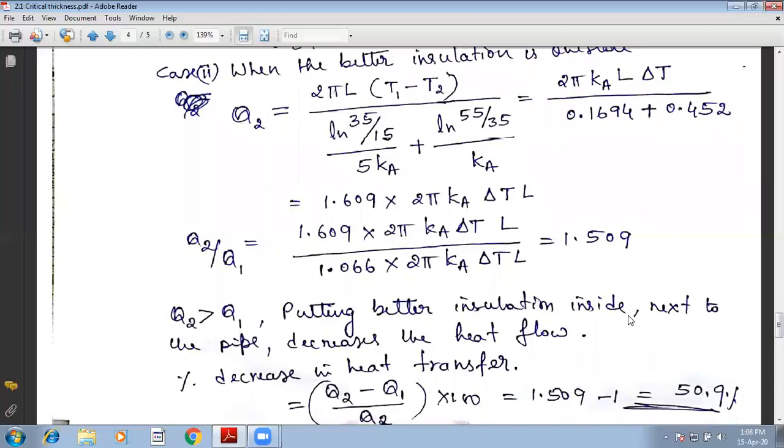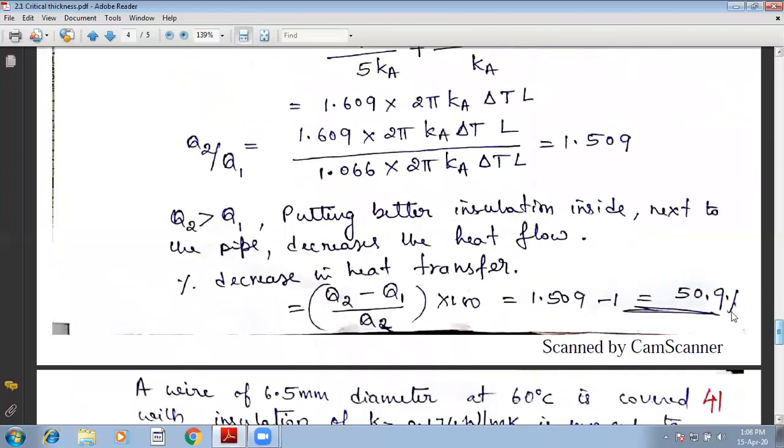Now, he is also asked the percentage of decrease in heat transfer. So that is nothing but Q2 minus Q1 with respect to Q2. So that comes around 50.9%.